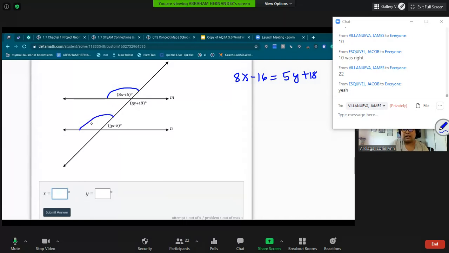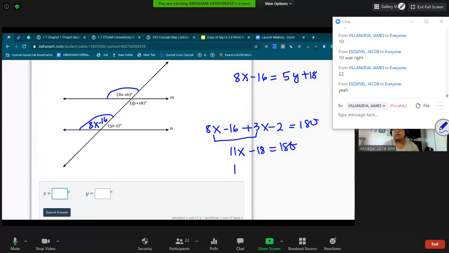So whatever that one is, it must also go here, right? And now you have a linear pair, so you can make them equal to 180 together, right? So that is solvable because you have only one variable. Together this will be 11x minus 18 is equal to 180. From here, what will be x? So you add 18 there.